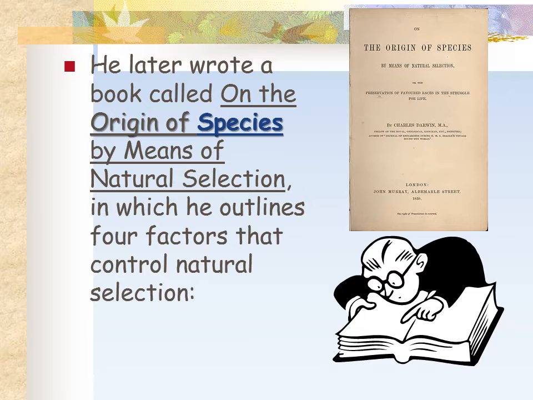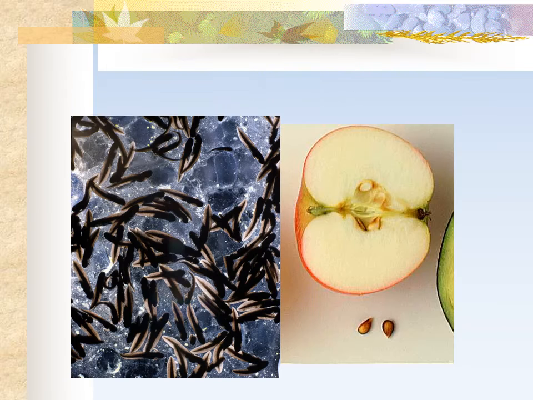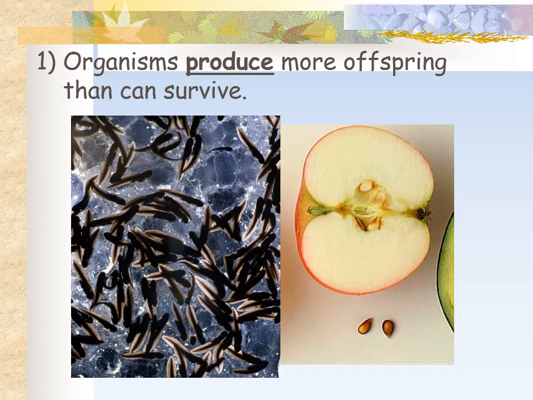Darwin did not come to this idea quickly. He actually spent his whole life thinking about it, writing about it, talking about it, and he ended up publishing a book actually near the end of his life called On the Origin of Species by Means of Natural Selection. And in the book, he outlines the 4 factors that control natural selection. They are, number 1, that organisms produce more offspring than can survive.